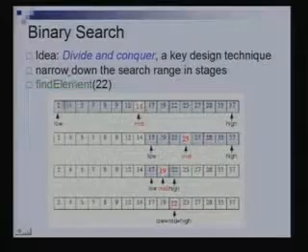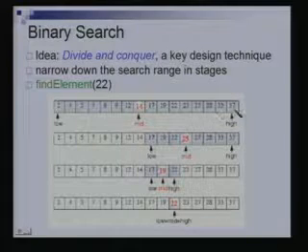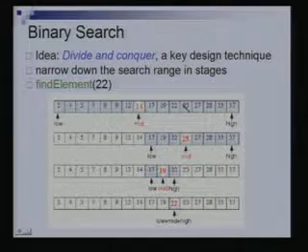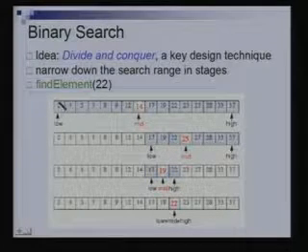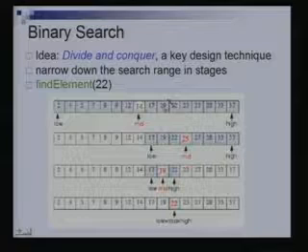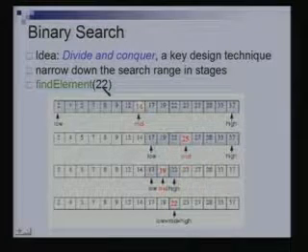And let me take you through an example. Suppose these are the elements sitting in an array. These elements have to be in a sorted order, increasing or decreasing, for binary search to work. Now suppose I am searching for element 22.